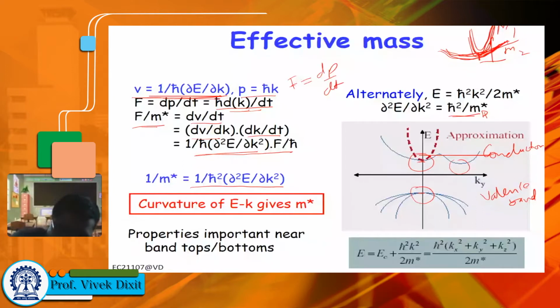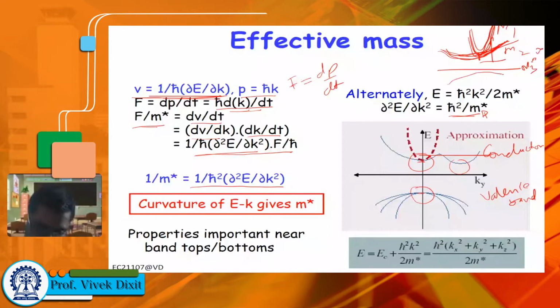Now let's say your wave function, this E-k diagram is like this. What will be the mass? It's a flat line, so E is constant with k. So there is no variation with respect to k. What will be the mass? Infinite. Very good. So mass will be infinite.